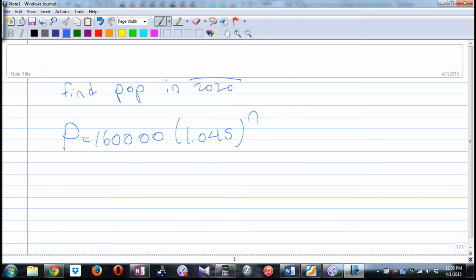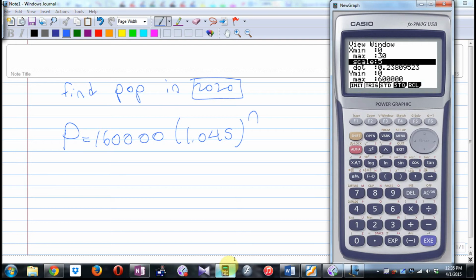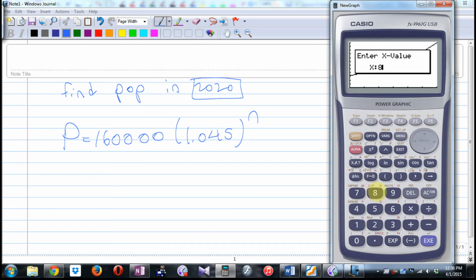Now, what's N? What year are we in according to this question? N is measured from the year 2012. So how many years have we gone from 2012? 8. So to answer this question, I would graph it. I would go G-solve, arrow sideways. I want a Y calculation. When X is 8, we would assume that in 2020, the population is going to be 227,536.